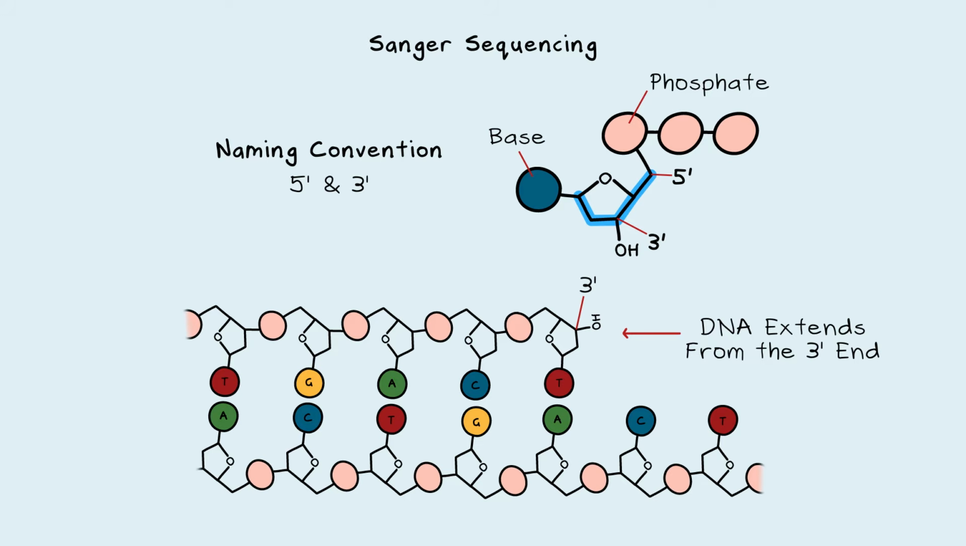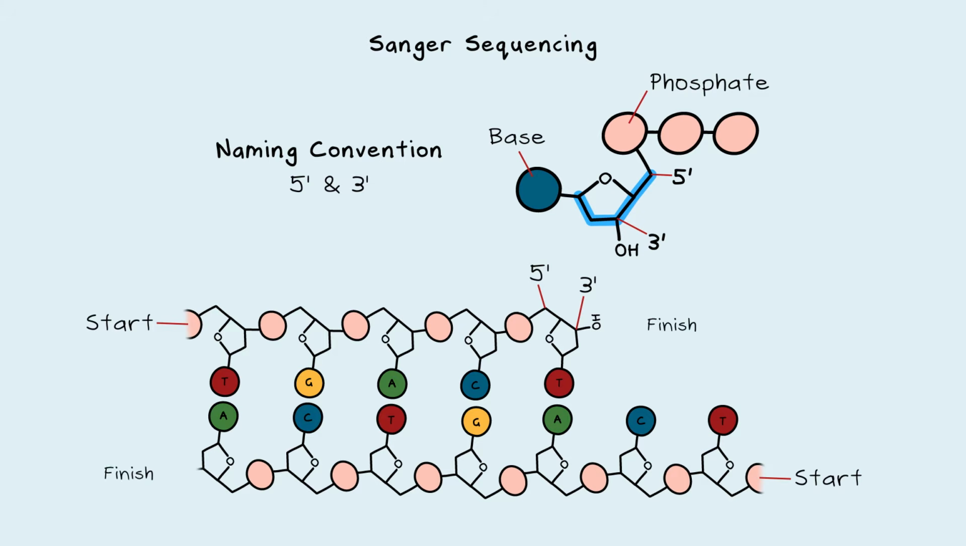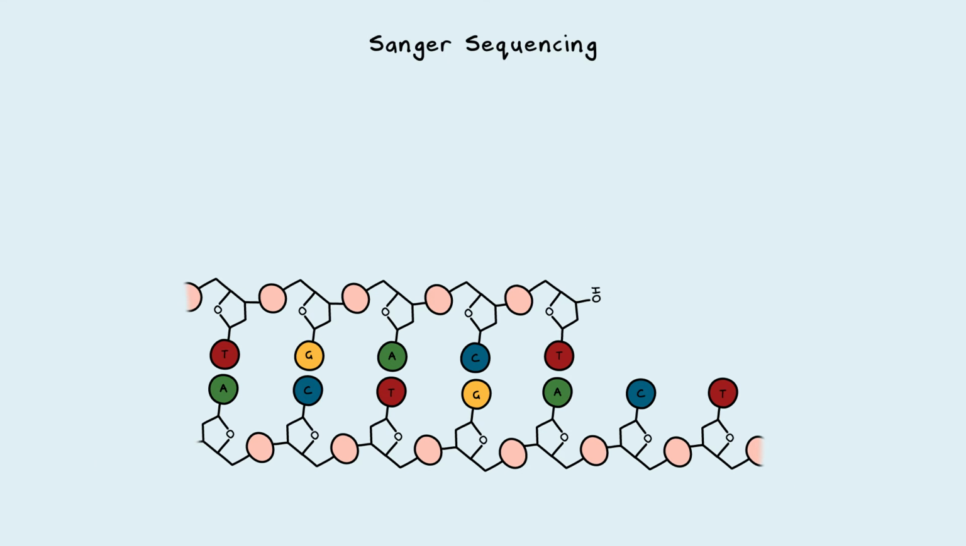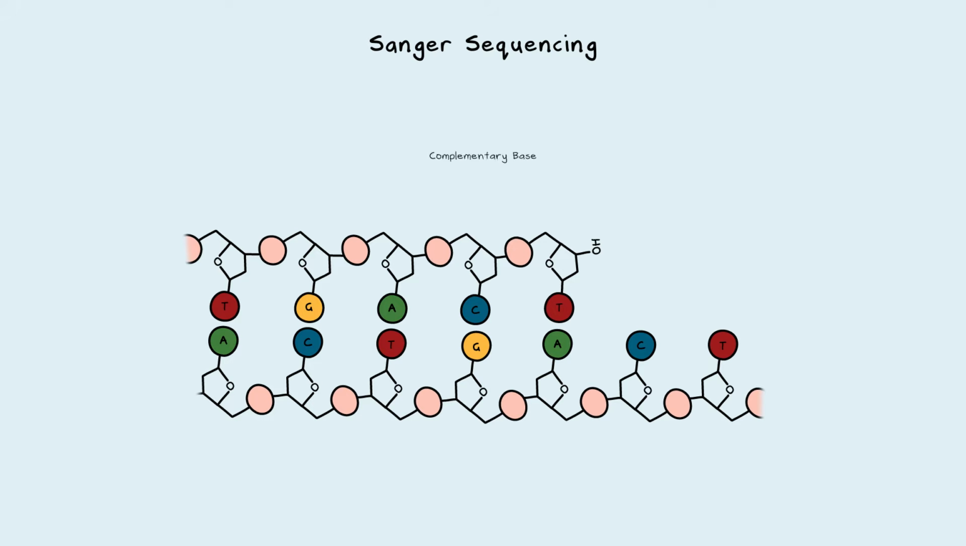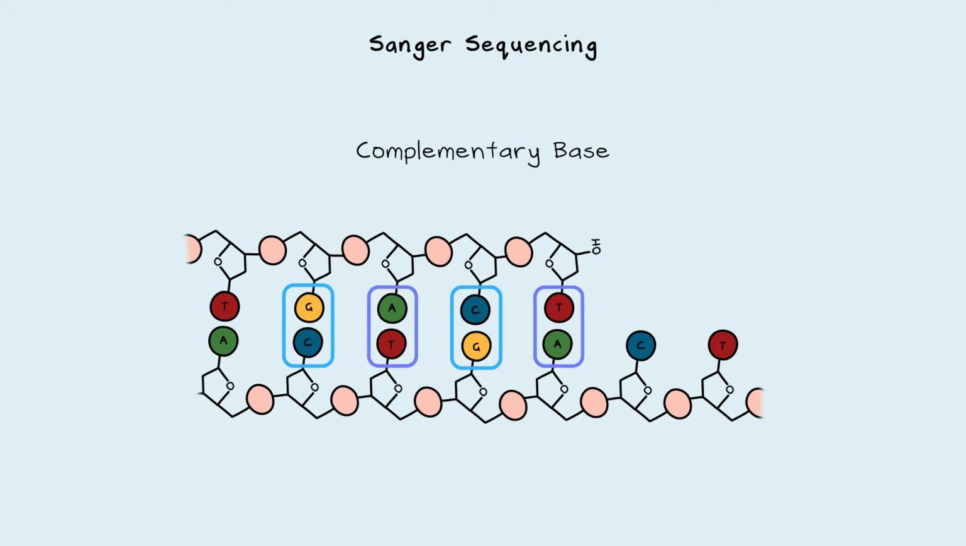The other sticky part of the dNTP is the triphosphate. The triphosphate is bound to the 5' carbon. This end of the dNTP is the start, and the 3' is the finish. When you write down a sequence of DNA, the order of nucleotides is always in the 5' to 3' direction. Also note that the DNA polymerase only adds a complementary base to the template DNA, so C always pairs with G and A always with T.